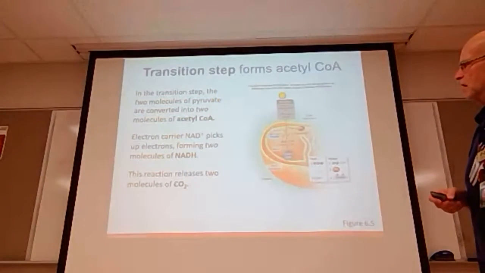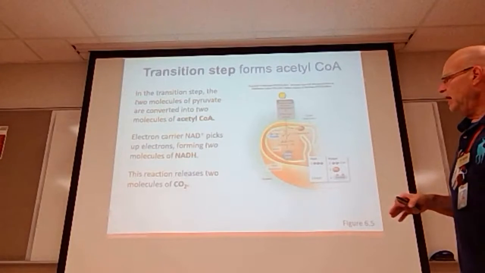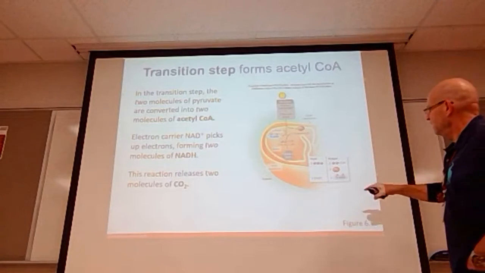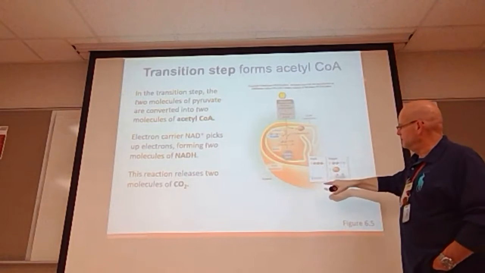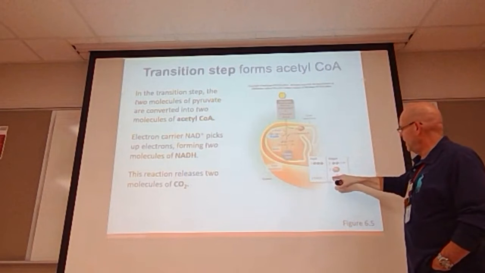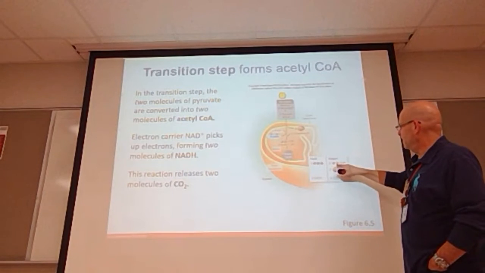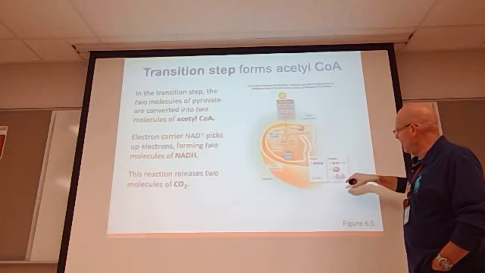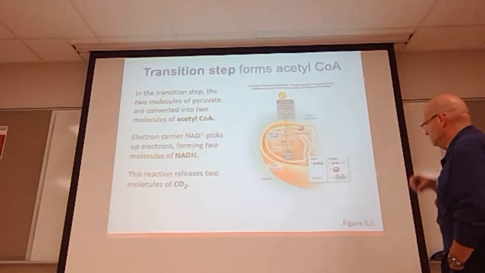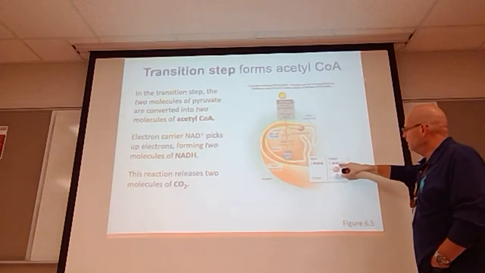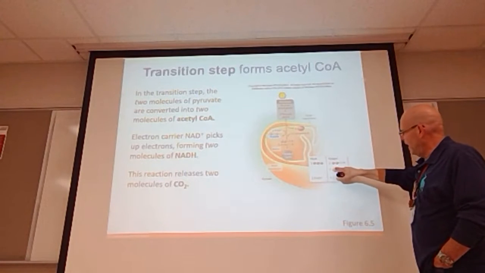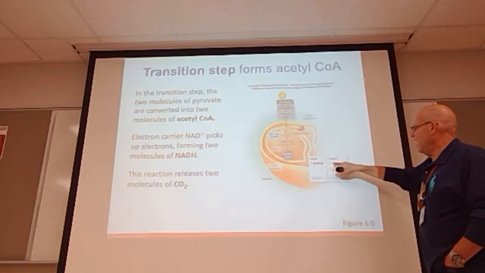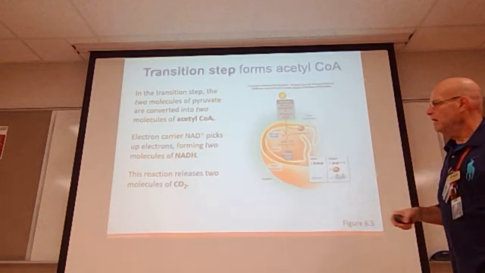Each carrier NAD picks up electrons, forming 2 molecules of NADH, and this reaction releases 2 molecules of carbon dioxide. So here again, input, 2 3-carbon structures, 2 NADs. We wind up with 2 NADHs. We wind up with now a 2-carbon structure with a little coenzyme A on it, and that's where the carbon for the CO2 comes from. You put in 3 carbons, the output is a 2-carbon acetyl coenzyme A.